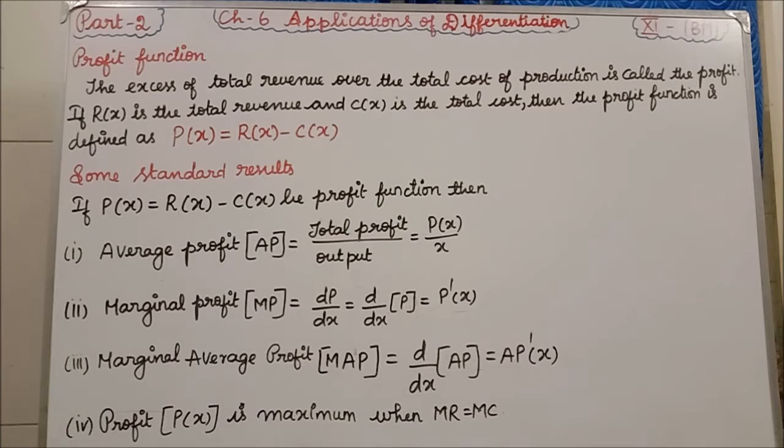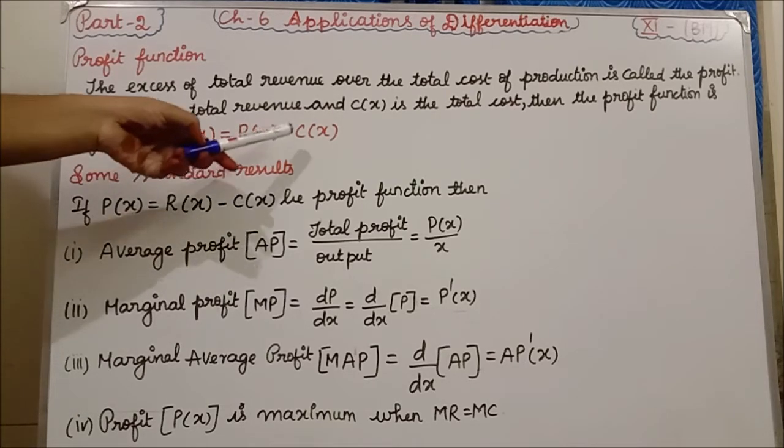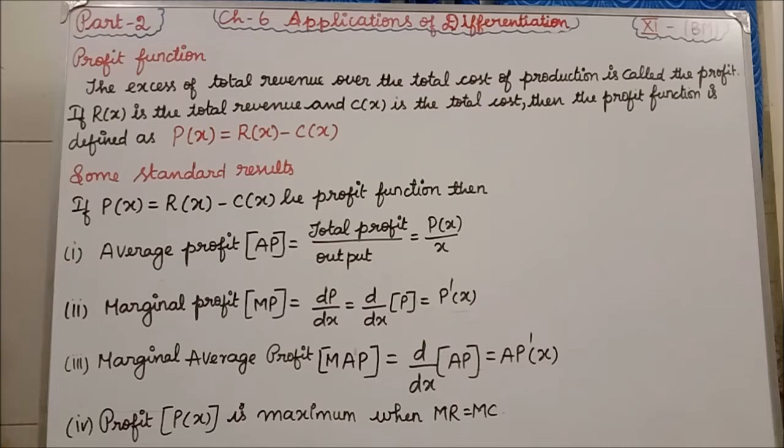So far, we have learned what is total cost and what is total revenue. We have learned already in part 1 session. Now, in this session, we are going to learn about the total profit. How do we find the total profit? Total revenue minus total cost. If you subtract, we will get total profit. Clear? Excess of total revenue over the total cost of production is called the profit.